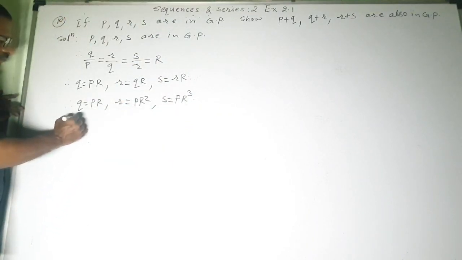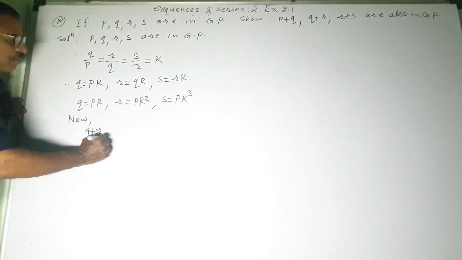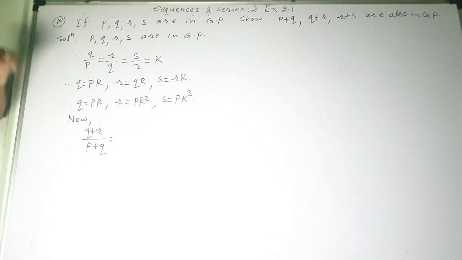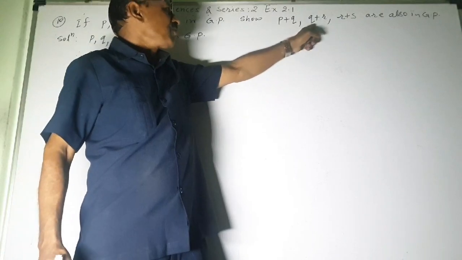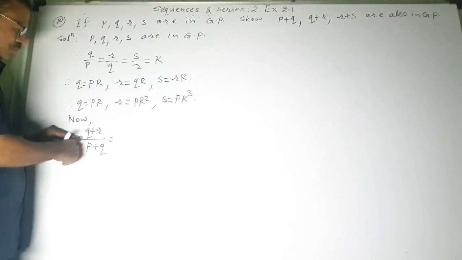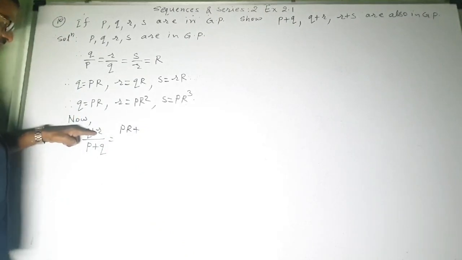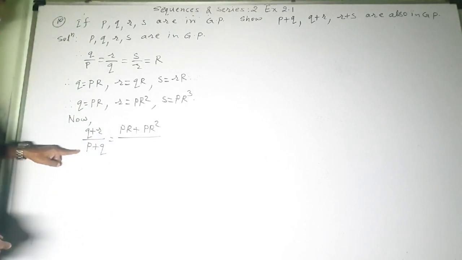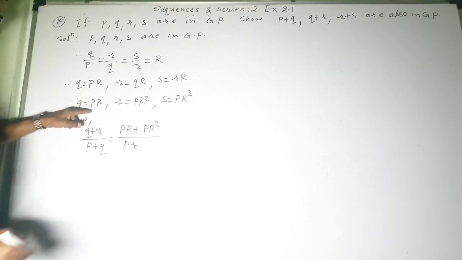Now, Q plus R upon P plus Q is equal to, this ratio I will first find. Next upon the earlier. First this ratio, then the next ratio I will find. That is equal to, what is meant by Q? Q is PR, plus, what is meant by R? R is PR square, upon P plus Q. What is P? P is P. Plus, Q means PR.